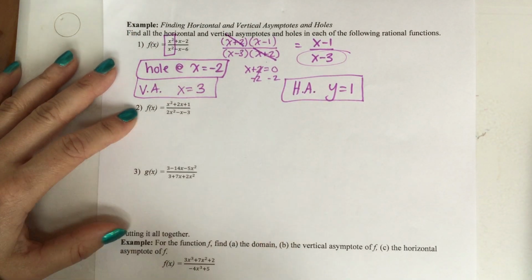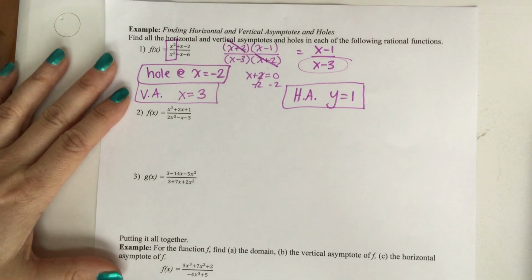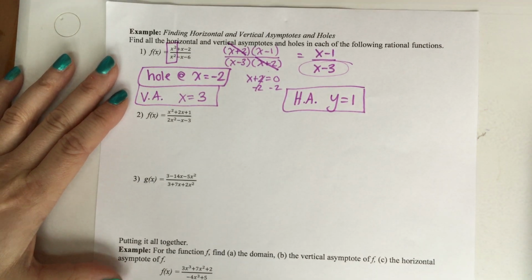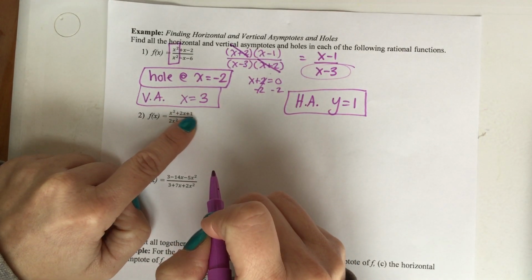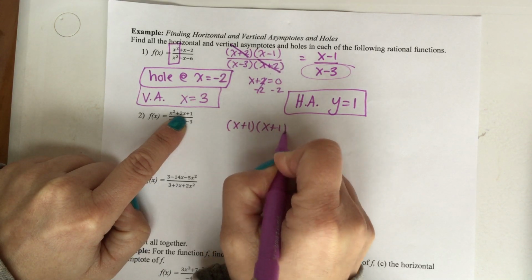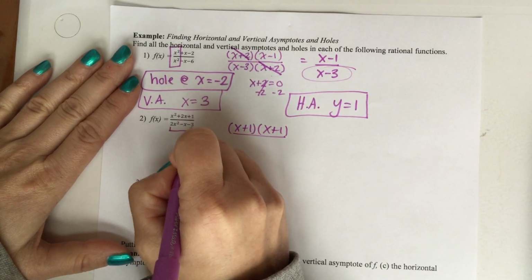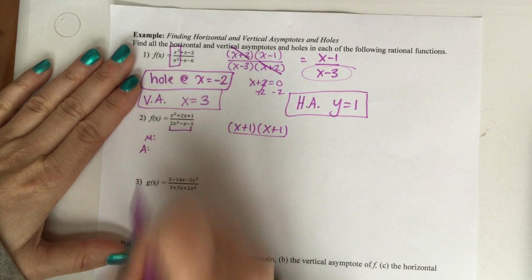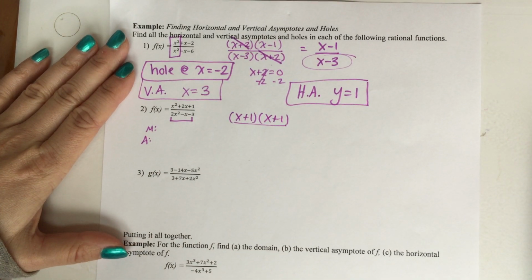If I want to find horizontal, vertical asymptotes and holes, step 1, see if you can factor. 2 numbers that multiply to 1 and add to 2. Well, I have x plus 1 and x plus 1. Bottom, I can factor it. It's multiply-add method because there are 3 terms.